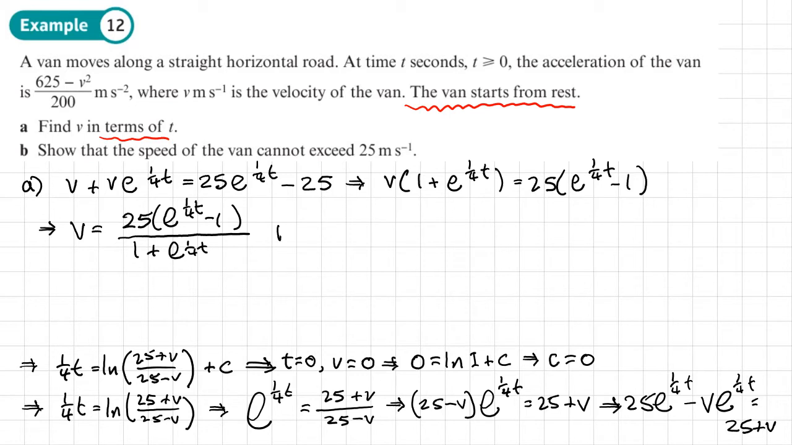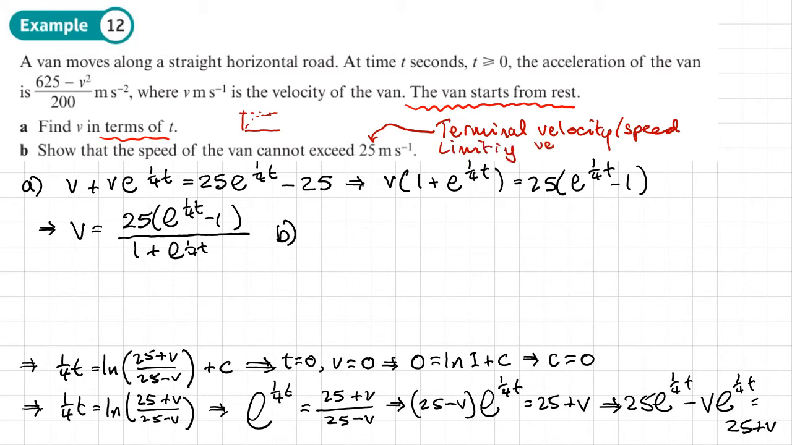Then we can move on to part B, and part B says show that the speed of the van cannot exceed 25 meters per second. Now anytime you get something that hits a final speed or doesn't exceed anything, is increasing to a point where it hits this speed here, it's given a special name, and it can be called the terminal velocity. So you may get a question that asks what is the terminal velocity, or terminal speed, or the limiting velocity or limiting speed. So if you see those phrases, basically it's asking the same question. What can it not exceed? What's it basically tending to?